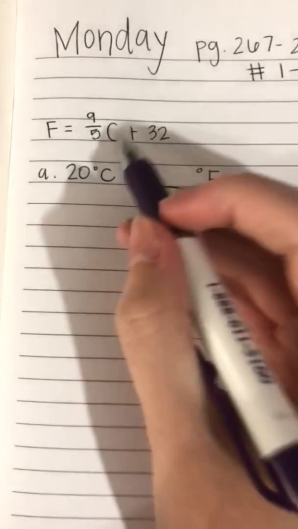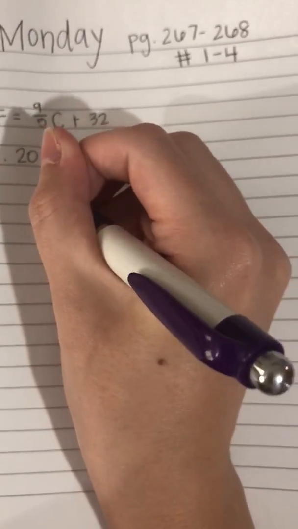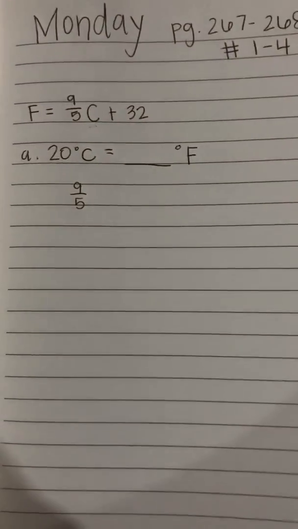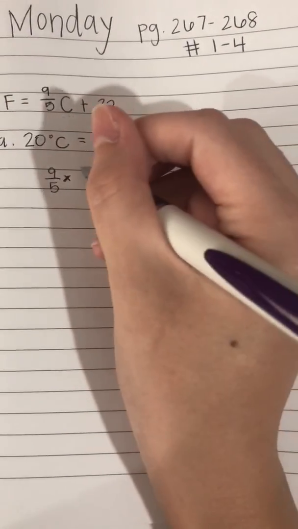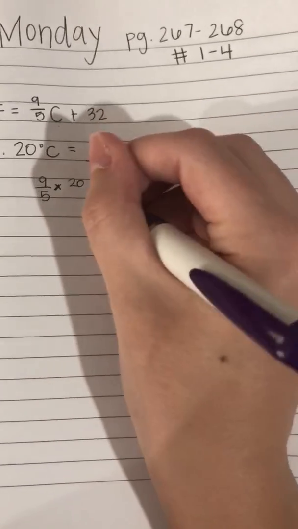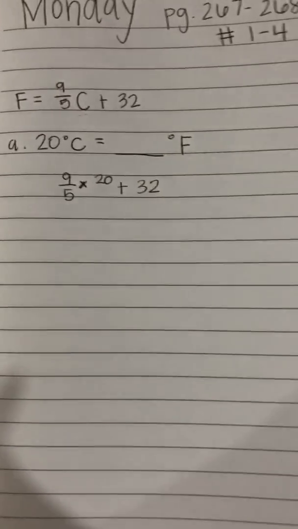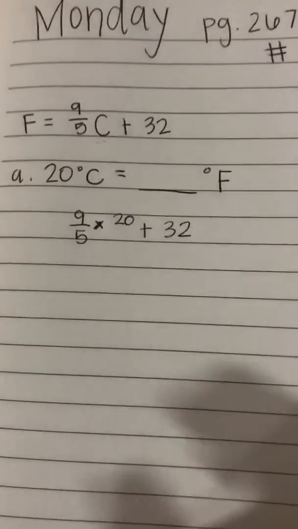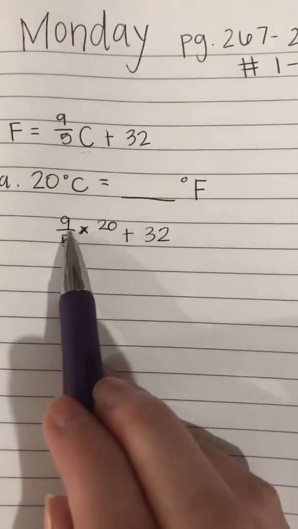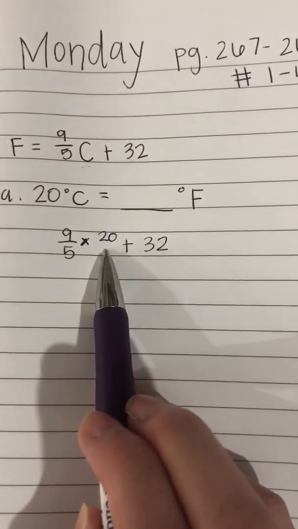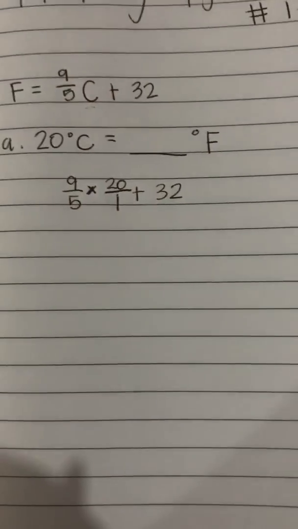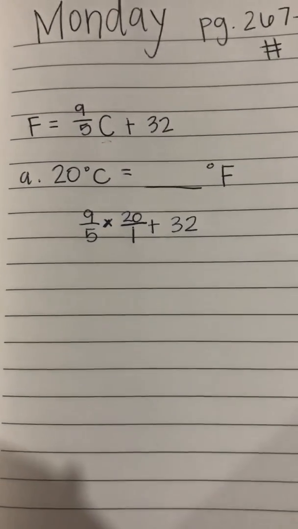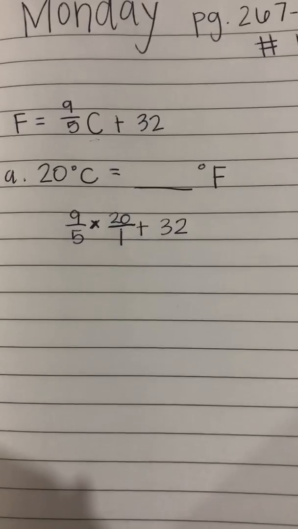Okay? So we have this C right here. We're going to plug it in. So we have 9/5. And remember we said if they're side by side, it means to multiply 20 plus 32. Now, if you'll remember back to our fractions, if we're going to multiply these fractions, this fraction times this, this has to be a fraction as well. Now, we can make any number a fraction by putting a 1 underneath it. So now we have 9/5 times 20 over 1 plus 32.